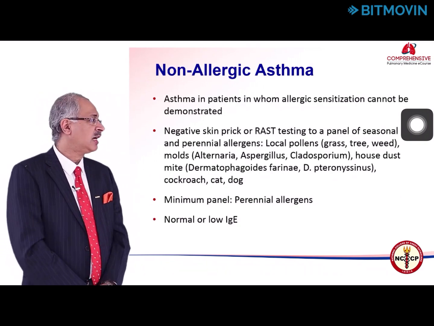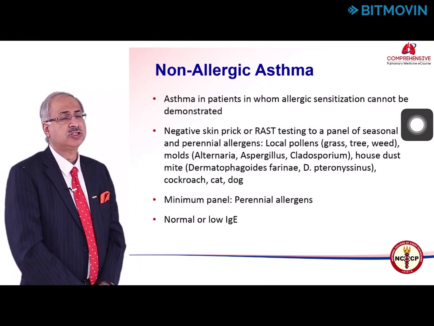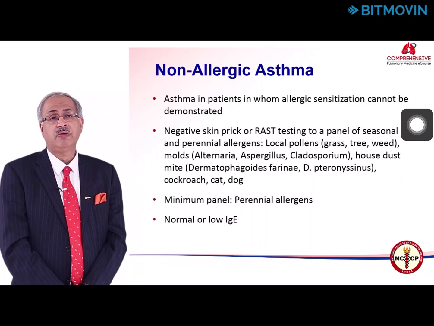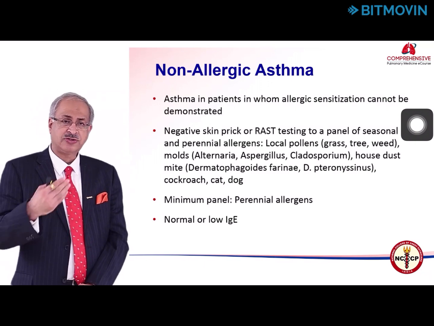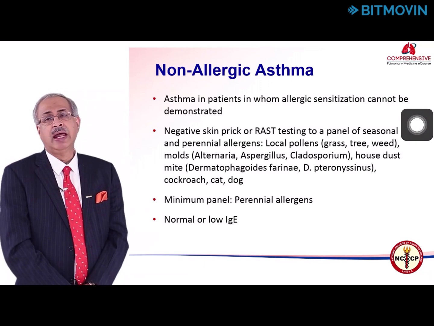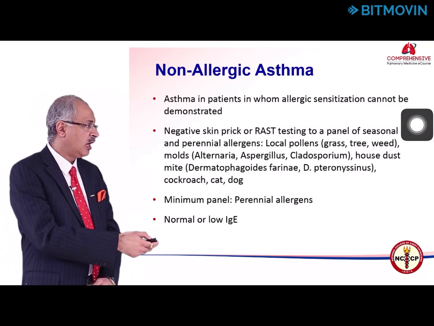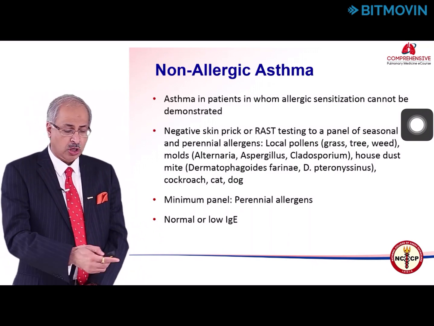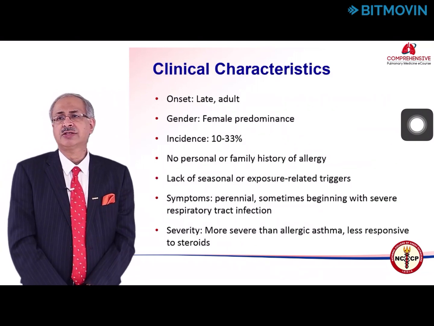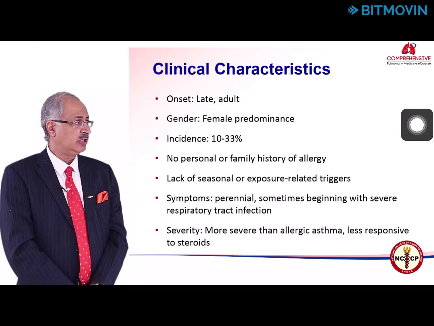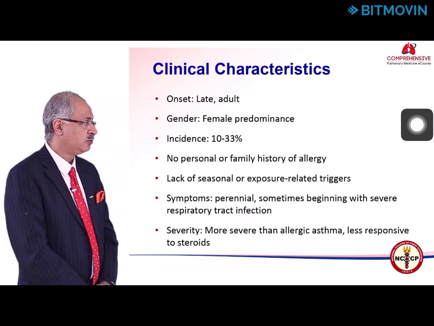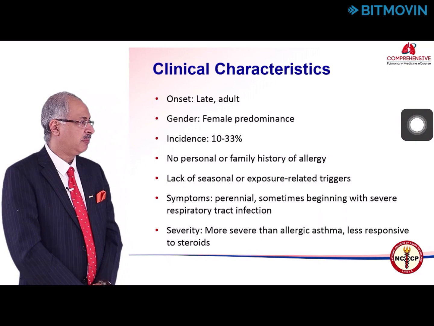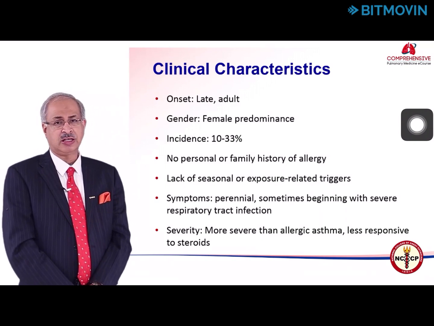When we talk in terms of non-allergic asthma, it is seen in patients in whom the allergic sensitization, which we said is required for the confirmation of allergic asthma, is not there. In simple words, here we find that allergic sensitization is not there, and we pick that up by a negative prick test or RAST testing. There is a minimal panel for perennial allergens. Another important and interesting aspect is normal or low immunoglobulin E levels. The clinical characteristics are that it will be late onset, seen in adults, with a female predominance, usually up to 10 to 33% in various series. Then symptoms will be perennial and severity can be more than allergic asthma, and they are going to be less responsive to steroids.